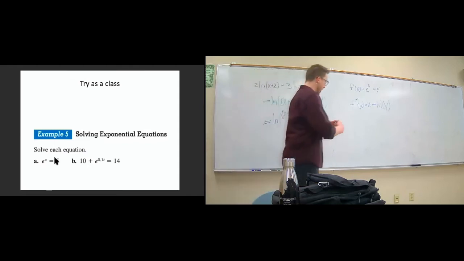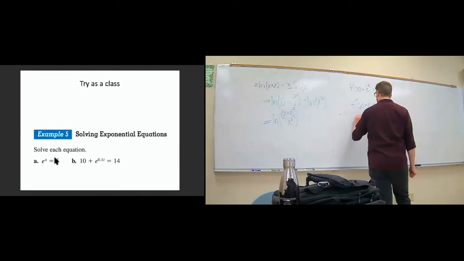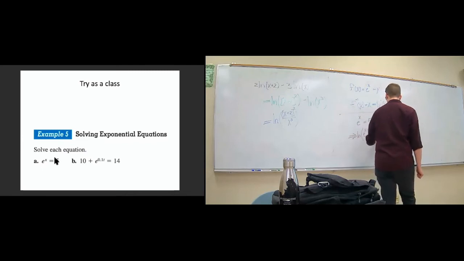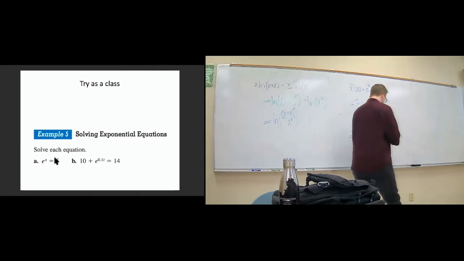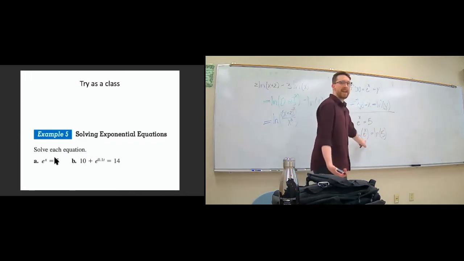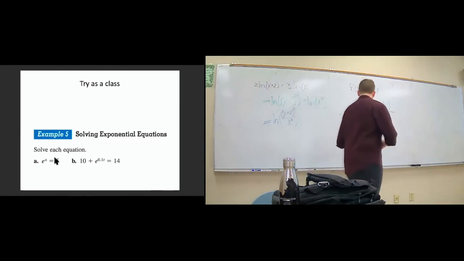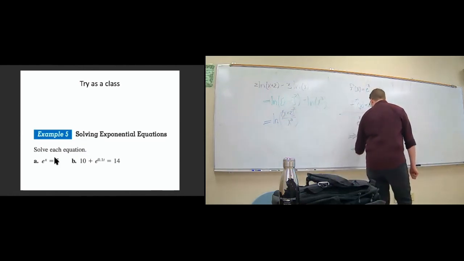So what I'm saying is, if e to the x is equal to 5, then this tells us that the ln of e to the x is equal to the ln of 5. But hey, this is just going to be x. So we're going to have that x is equal to the ln of 5.